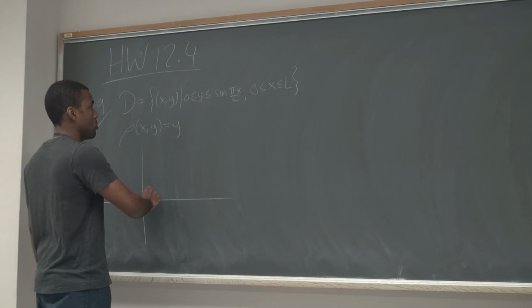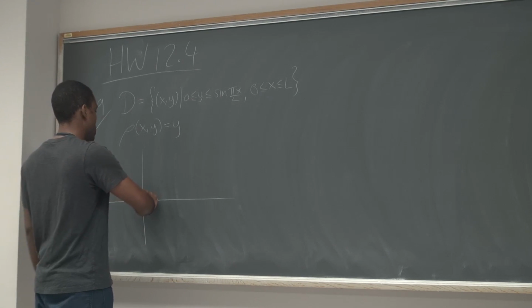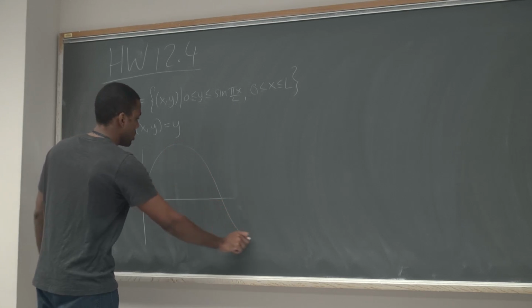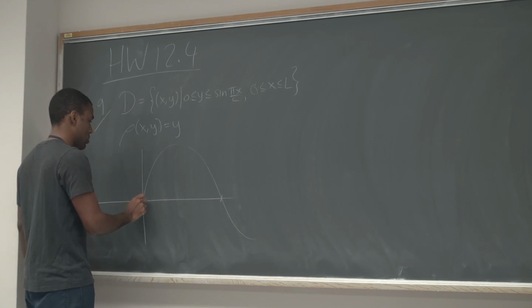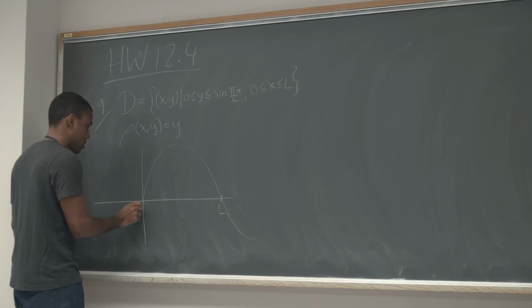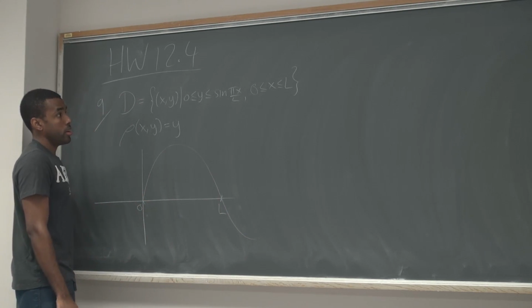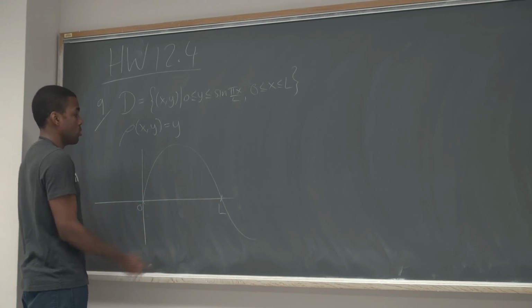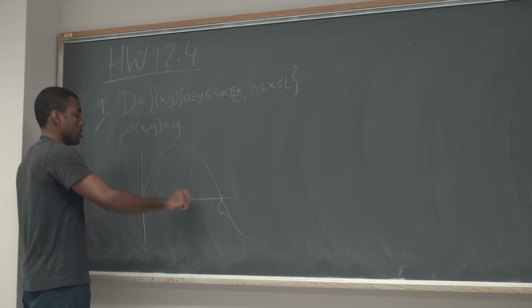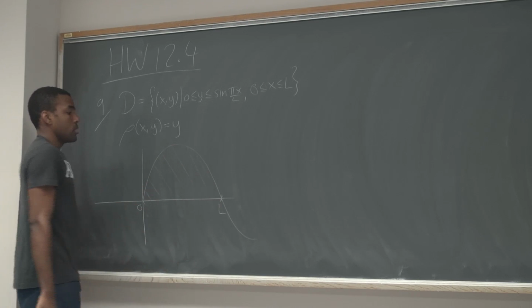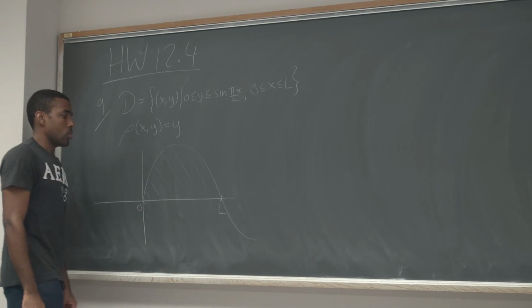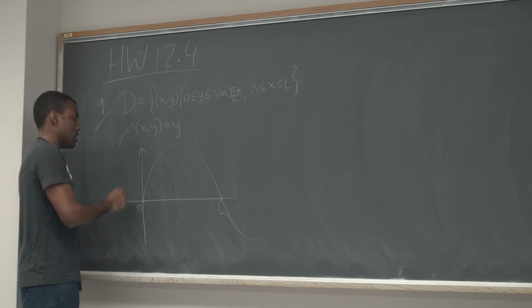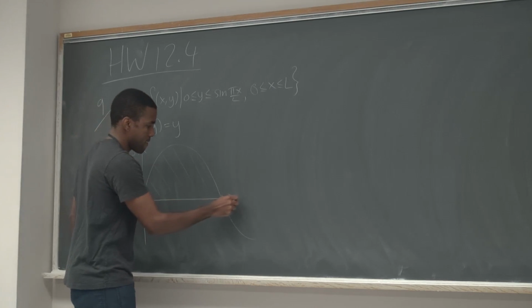Okay, so y goes from 0 to sine. So there's a sine curve going on. Where's the first time it hits 0? At L. Right, so that's 0 to L. And that's my x, and y is just this. So that's my region here. Okay, so we need to find the mass and center of mass of this guy.